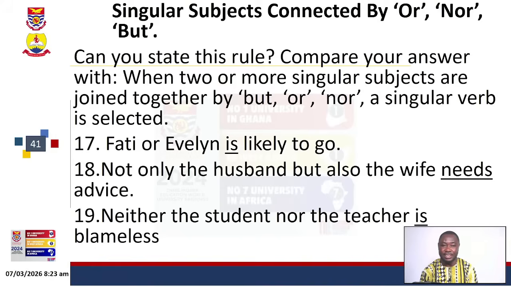In 19, neither the student nor the teacher is blameless. Both are to blame. Why do we choose is when we have student and teacher in one sentence? It is so because the rule says when two or more singular subjects, in this case the student and the teacher, are connected by nor, the singular verb is selected. That is why we have selected is here.